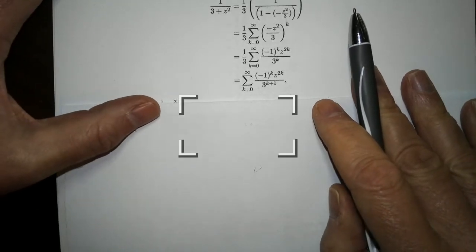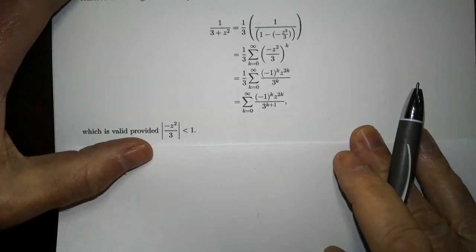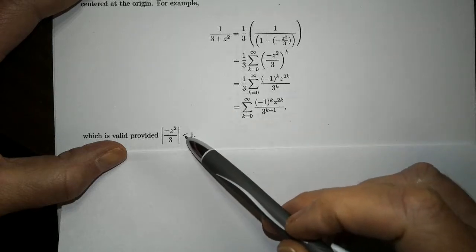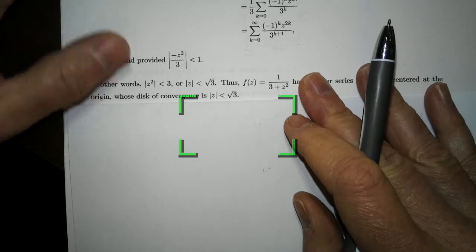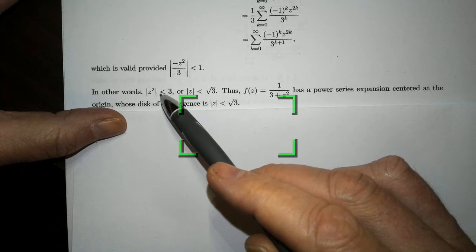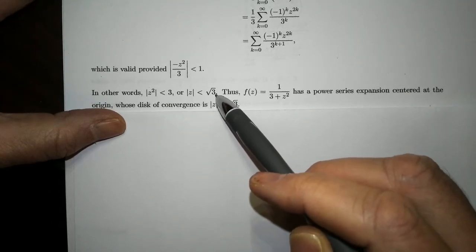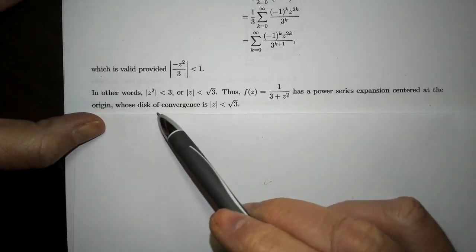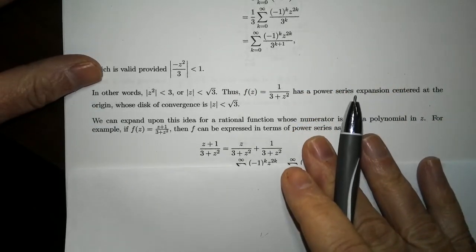This is a power series expansion for 1 over 3 plus z squared centered at the origin. And this is valid provided that our common ratio, minus z squared over 3, has a modulus less than 1. So in other words, if we manipulate this a little bit, the modulus of z squared is less than 3, or the modulus of z itself is less than root 3. So this function has a power series expansion centered at the origin whose disk of convergence is modulus of z less than root 3.